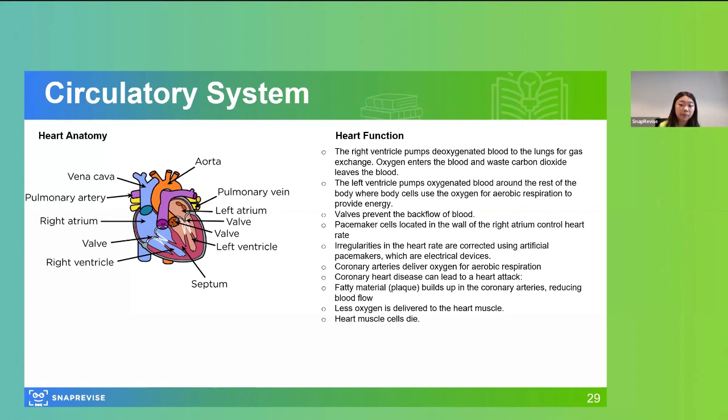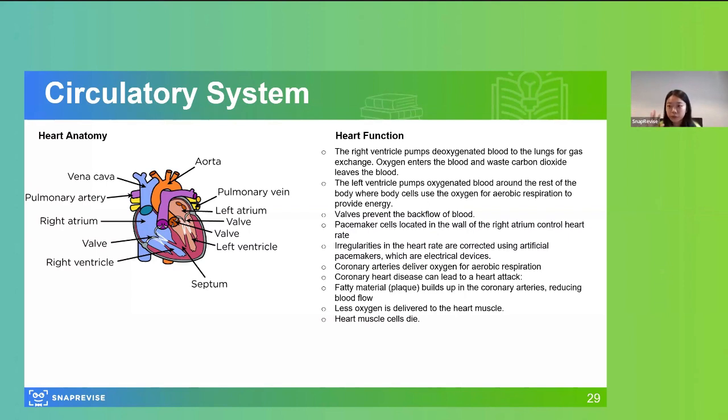Coronary heart disease comes up a lot. Coronary heart disease can lead to a heart attack, and the reason is that a fatty material called plaque builds up in the coronary arteries. Think about your arteries like a pipe. When you have coronary heart disease, it's like sewage building up in these pipes. Water is not going to be able to flow through the pipes as easily if there's a bunch of sewage built up. That's similar to how coronary heart disease works. In your blood vessels, fatty material, plaque, builds up, and less blood can flow through.